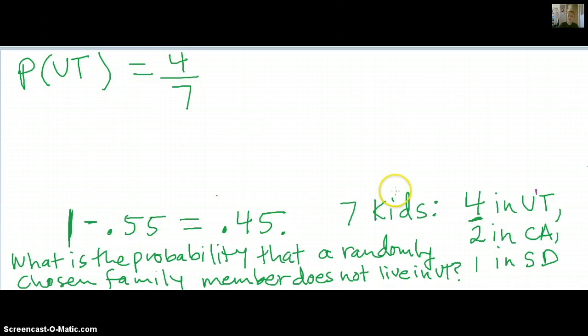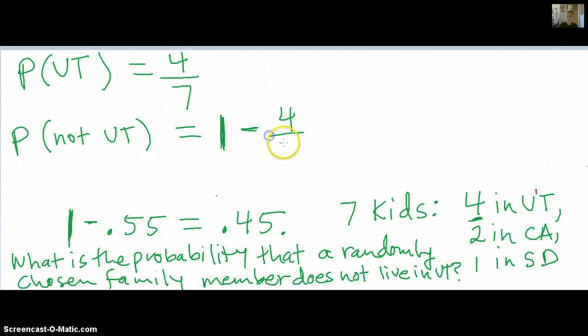So the probability that a randomly chosen family member does not live in Utah is going to be the same as, we're just going to say not Utah, is equal to the number 1 minus 4 over 7, which is the same as 3/7. So that would be that probability, or that would be the complement. So those are a couple examples that use complement, and I hope they're helpful to you.